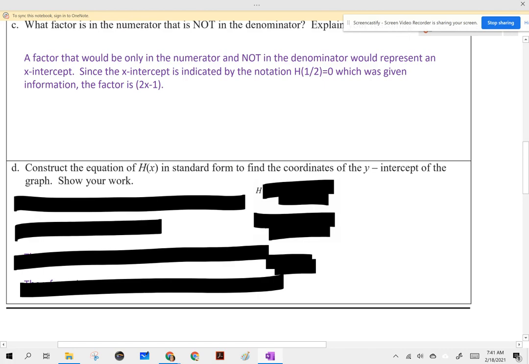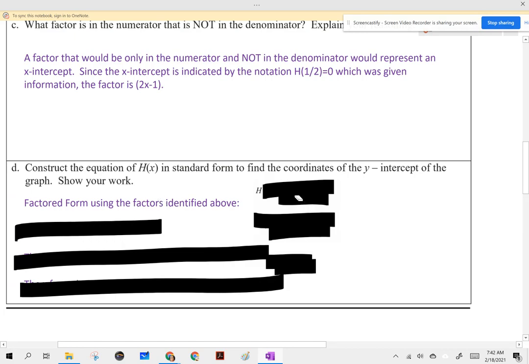Go ahead and answer question D. All right, we are supposed to construct the equation of h of x in standard form to find the coordinates of the y-intercept of the graph and then show your work. Okay, so from the graph, we were able to determine the factors. So h of x is all of these factors we just discussed through problems A through C.